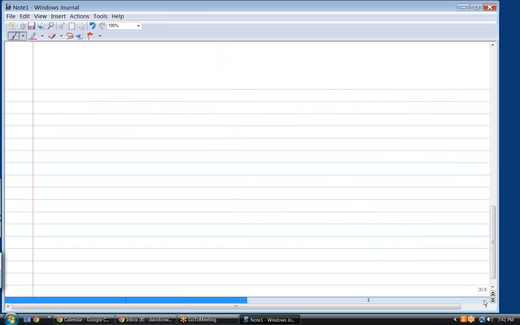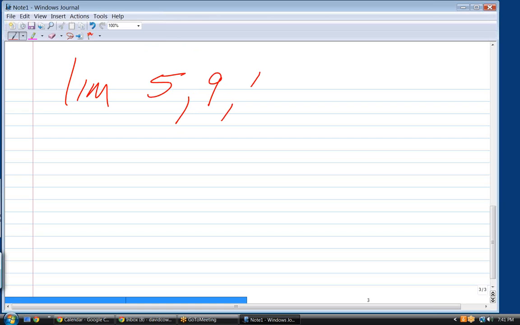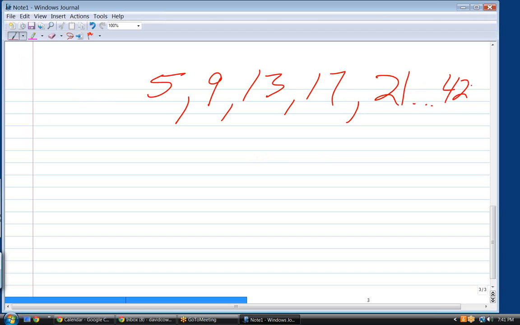Got another one? Yeah, this is different. Notation. The sequence is 5, 9, 13, 17, 21, and then dot dot dot, 129. And the question is, how many terms are in the series?